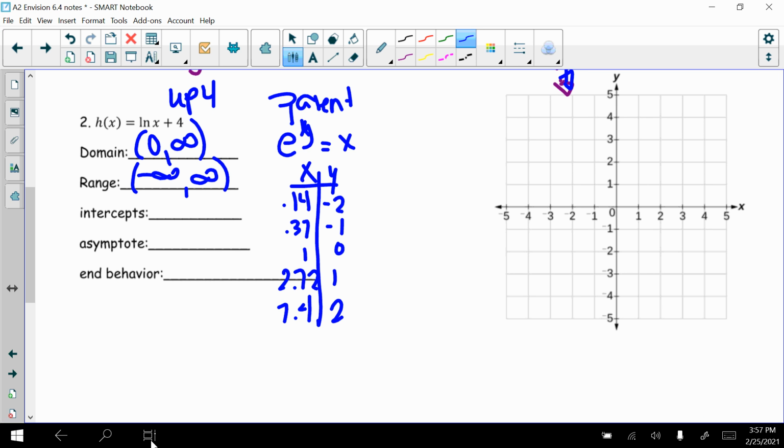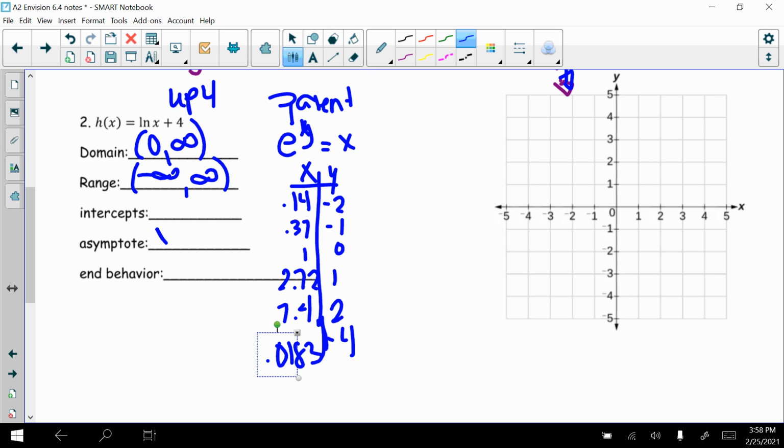Sorry. So if it's shifting up 4, my intercept would have been at -4 over here. So I'm going to go ahead and plug -4 into my parent so that we'll get our intercept on our new graph. So if I plug in e to the -4, I get 0.0183.